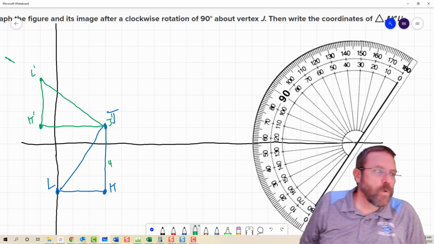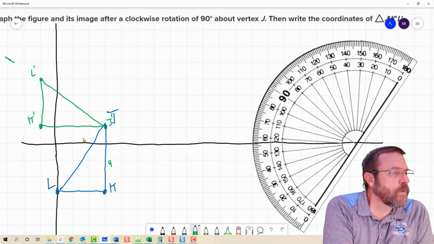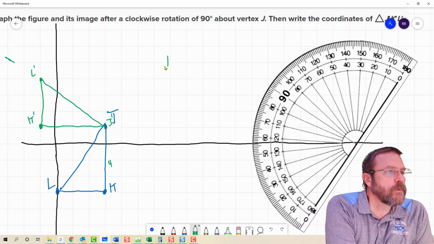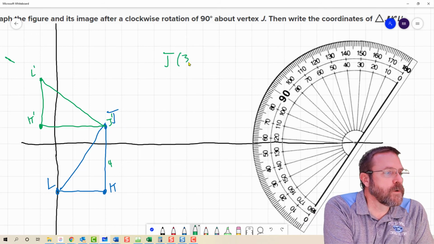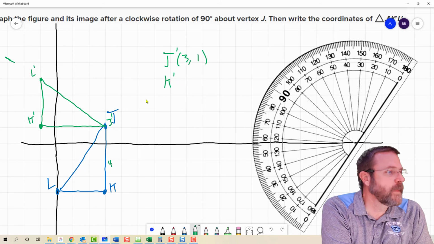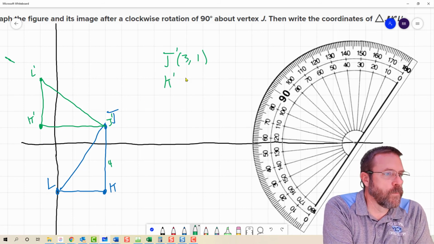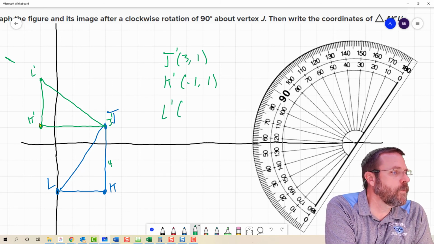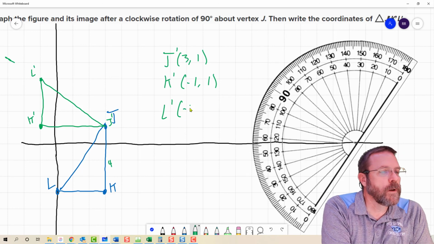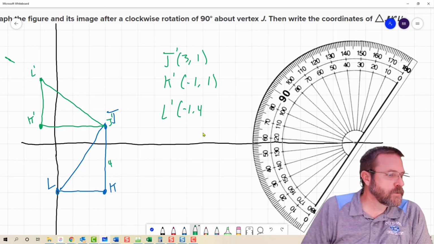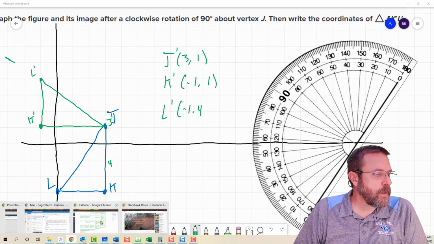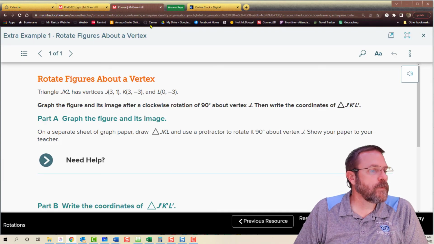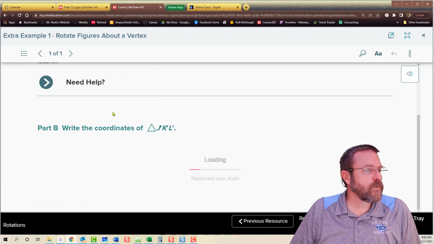Next, we need to find the coordinates for each of these points. So the coordinate for J prime is going to be what it was, which is 3, 1. K prime is going to be at -1, 1. And L prime is going to take place at -1, 1, 2, 3, 4. -1, 4.